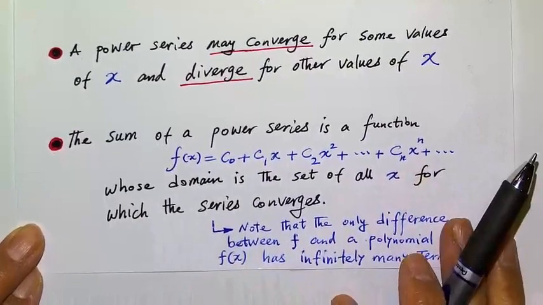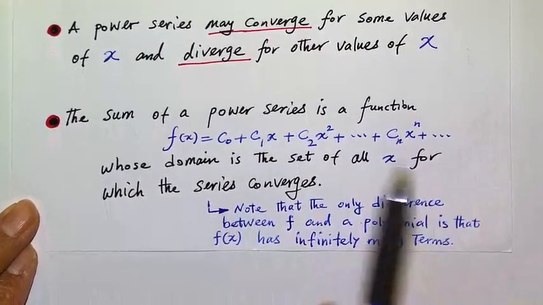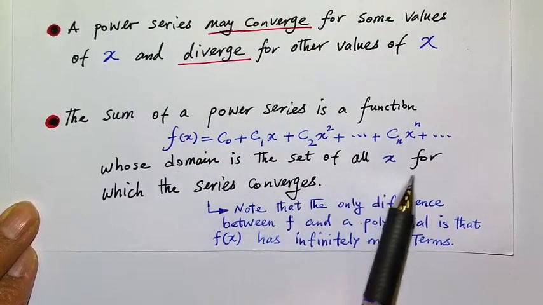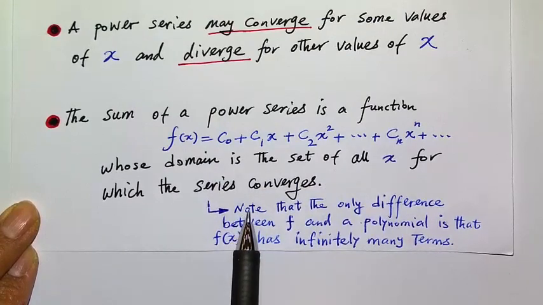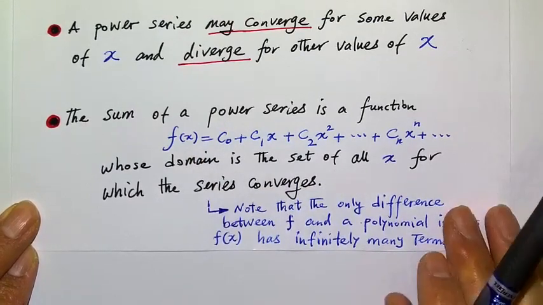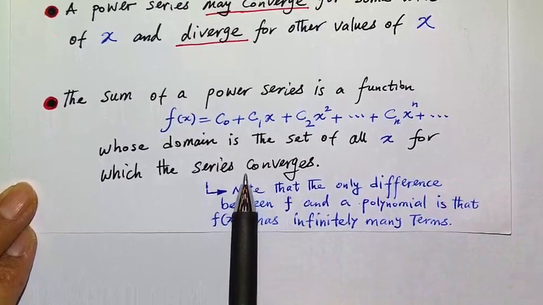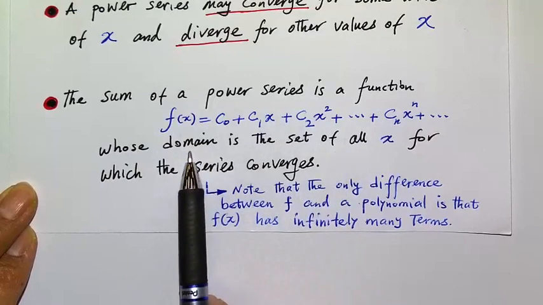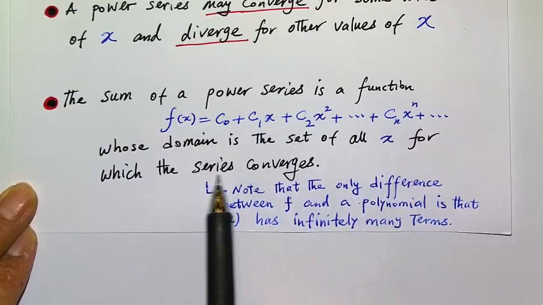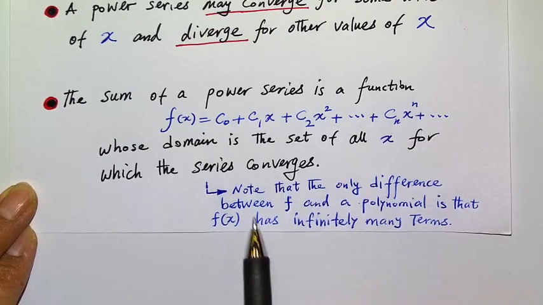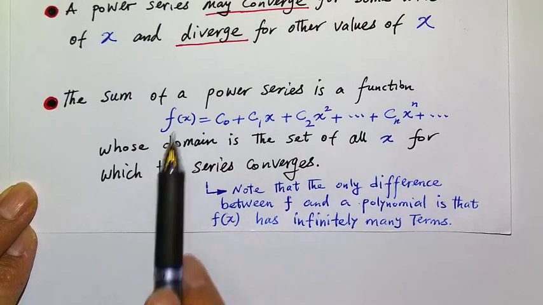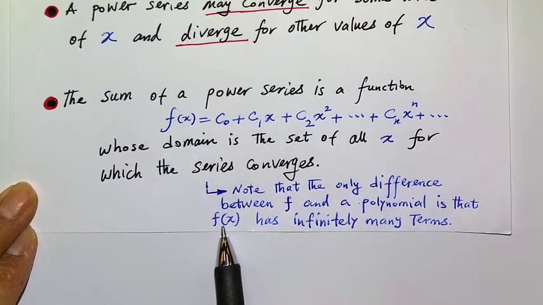The sum of a power series is a function whose domain is the set of all x for which the series converges. This is a very interesting thing to remember. Note, as I said earlier, that the only difference between f and a polynomial is that f of x has infinitely many terms.